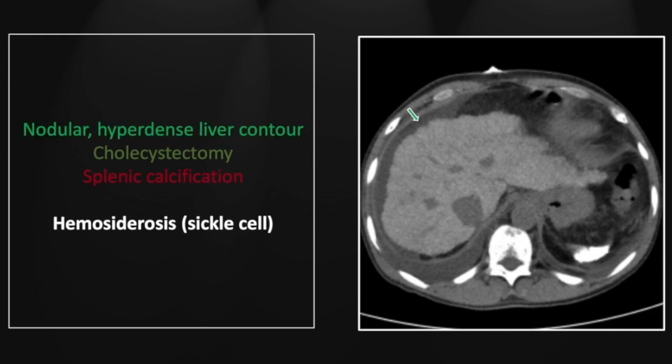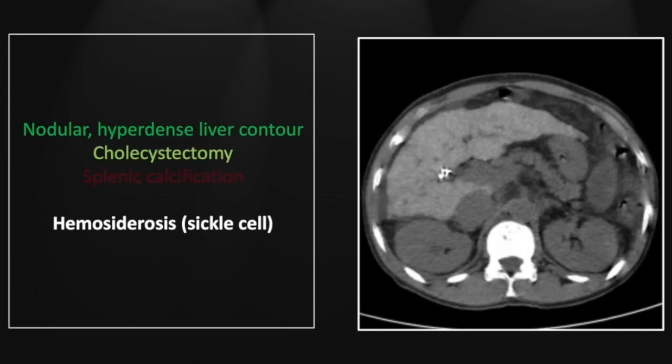You can see here the nodular liver contour and the marked density of the hepatic parenchyma related to chronic transfusions and hemosiderosis. Note, of course, also the diminutive and densely calcified spleen consistent with autoinfarction, typical of sickle cell anemia.